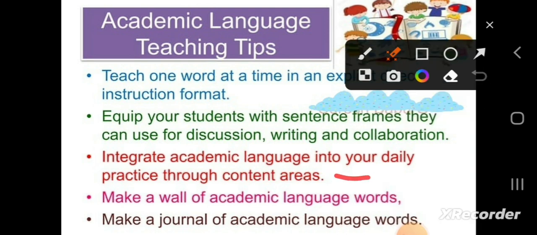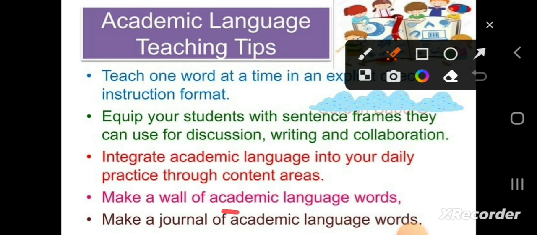Integrate academic language into your daily practice through content areas. Incorporate academic vocabulary and language skills across different subjects and lessons. For example, if teaching a science lesson, use relevant academic terms and encourage students to apply them in their explanations and discussions. This approach helps reinforce language skills in context.